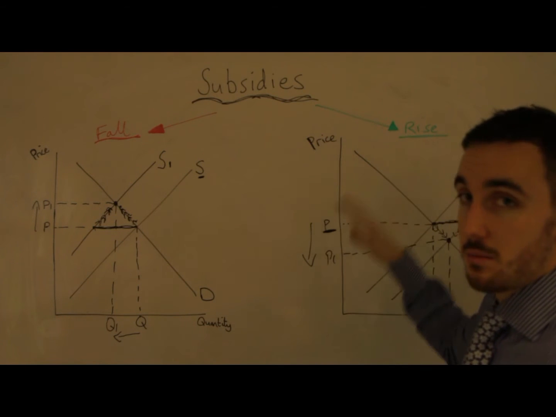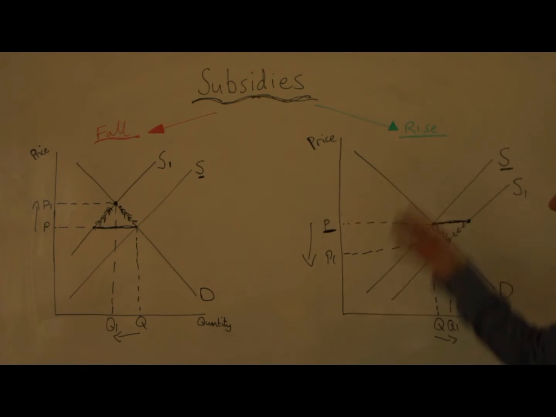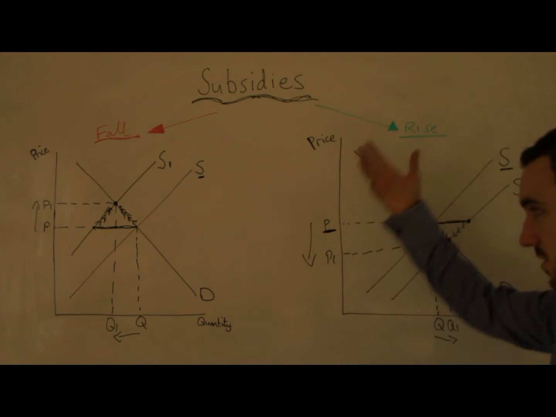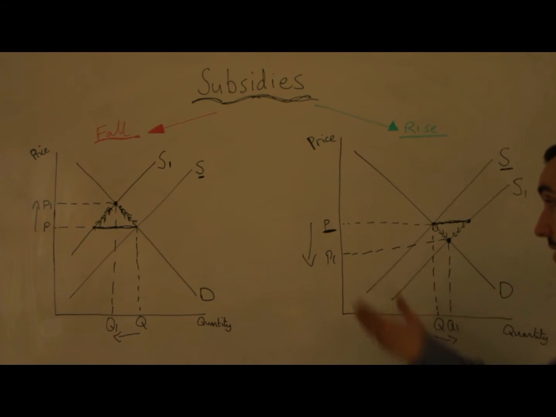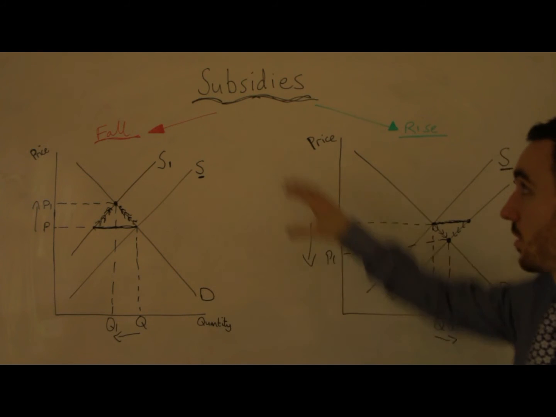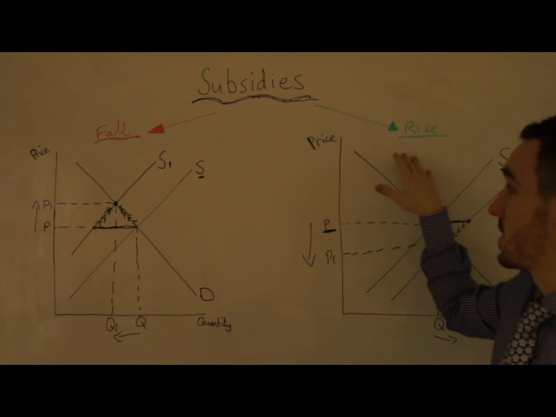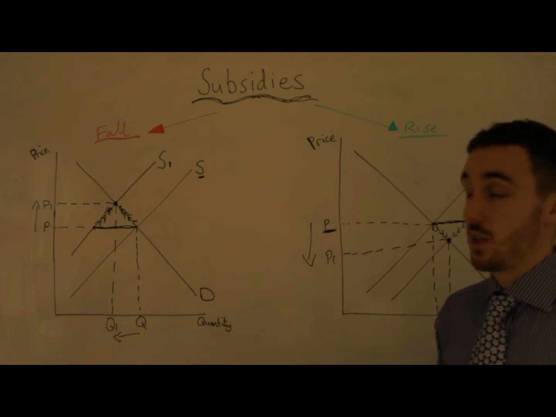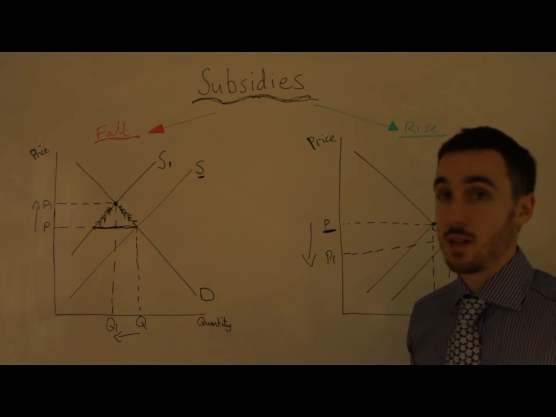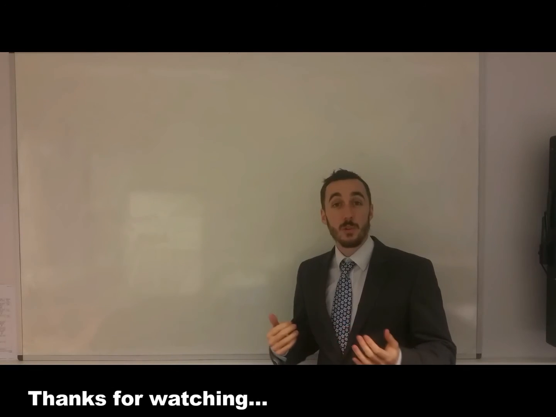Subsidies rising, being given to firms by government, is great because it reduces the price for consumers and it increases the quantity in the market. So it's a great way to actually increase the consumption of goods that the government might say that they're good for society.